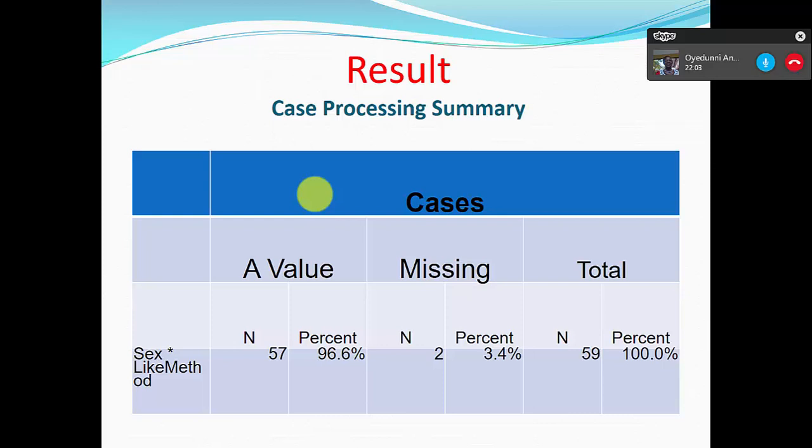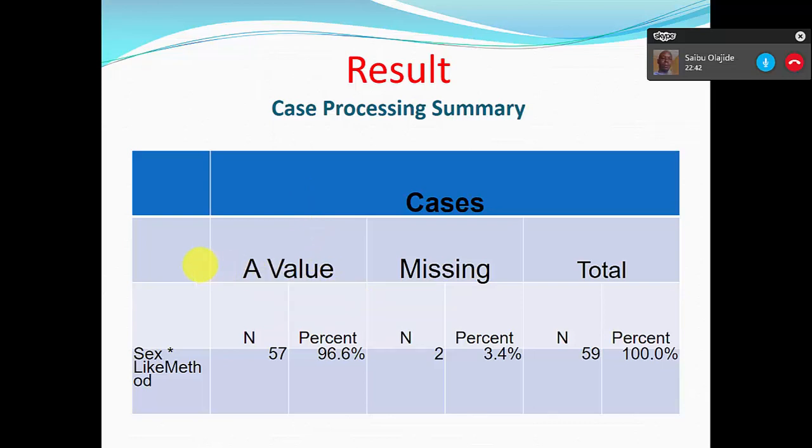Then on slide 12 we have the case processing summary. The case we are considering is the set of respondents and the like method, whether they like the method. What we have is 96% valid and the missing is 4%.